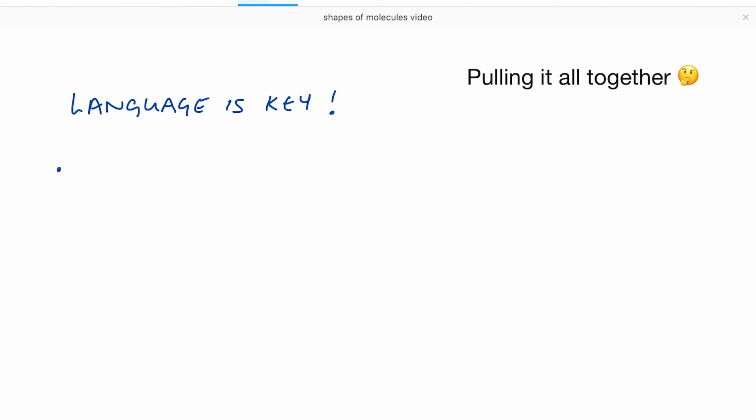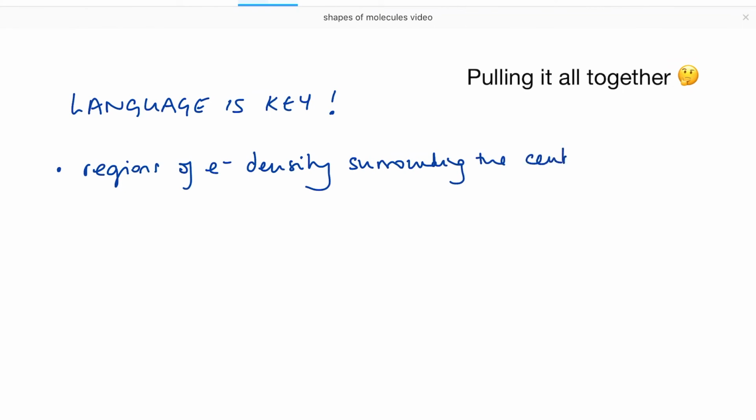But what we should be looking for, how many regions of electron density do we have? And surrounding the central atom, whether it's carbon, nitrogen, oxygen. So I might say there are 4 regions of electron density surrounding my central carbon atom. That's my first marking point. Second marking point, are they bonded pairs of electrons or lone pairs? Say, bonded pairs or lone pairs.